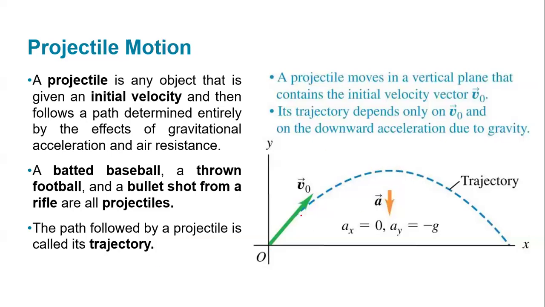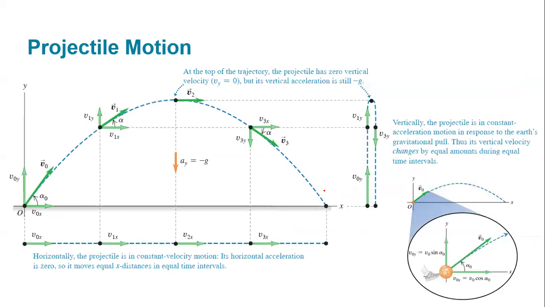You can see here that what determines the trajectory is the initial velocity. In this case, we are going to ignore the air resistance. So the trajectory depends only on the initial velocity and the downward acceleration due to gravity. If you look at this figure, you have an initial velocity launched at an initial angle. You have a v sub ox and a v sub oy.